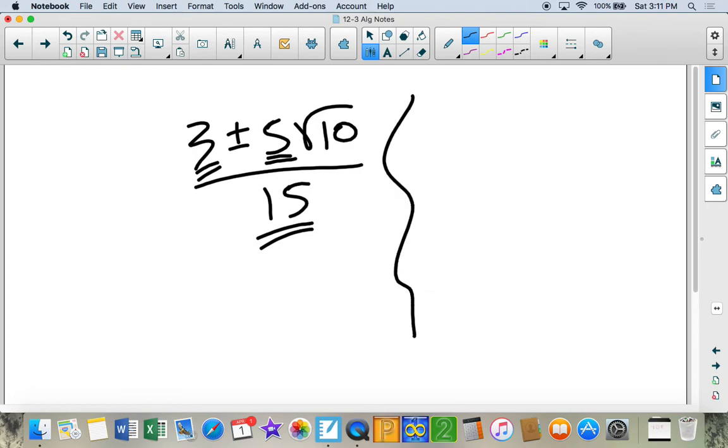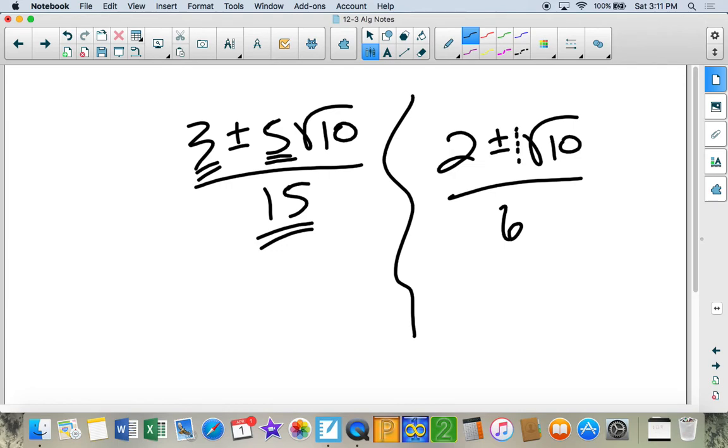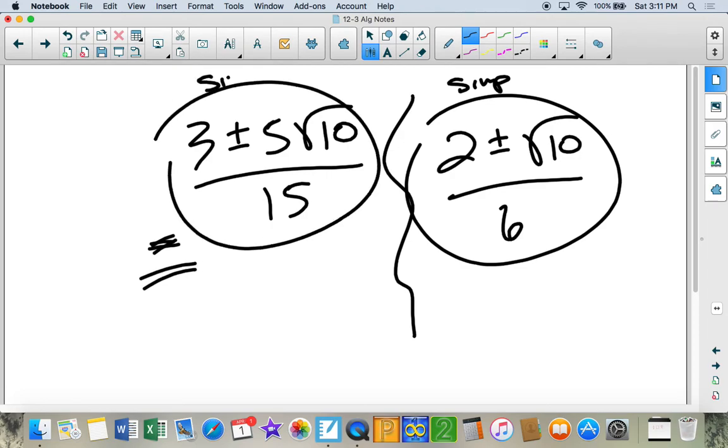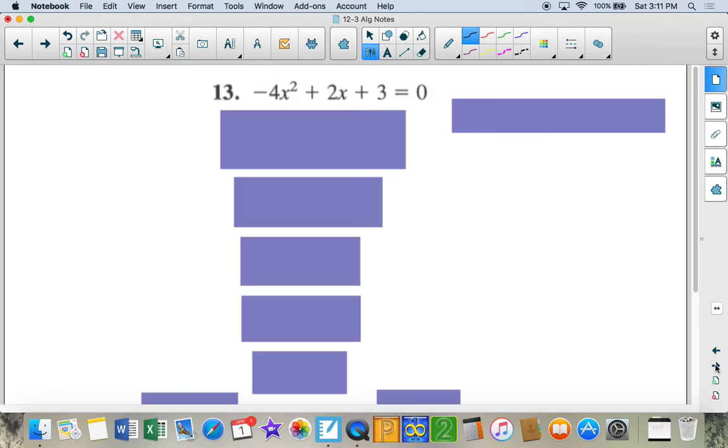Another example would be something like this: 2 plus or minus rad 10 over 6. That cannot be simplified because there's an invisible 1. And there's no number that goes into 1, 2, and 6, or at least the greatest number is 1. So that is simplified. That is another tricky problem. Okay, so be careful of that. Those are 2 really tricky problems that students often make mistakes on.